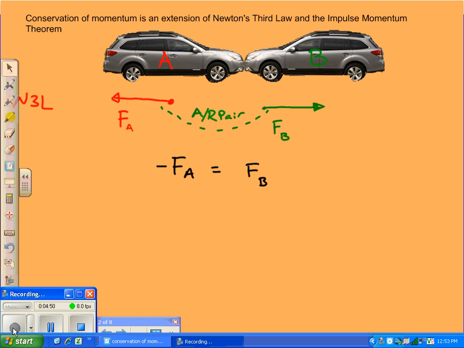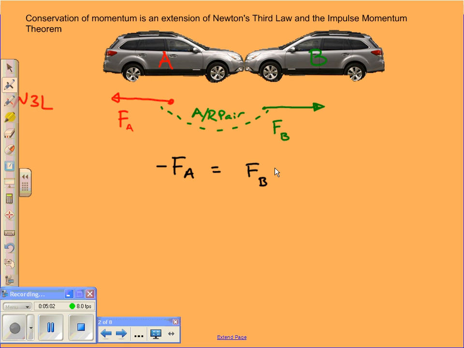Where we could go next then is we could realize that we could also talk about the impulses imparted to each of these cars from the other car, and we would realize that when they crash, they're in contact for the same amount of time, right? So delta t in this equation would be the same. That should make sense, right? It's impossible for car B to touch car A any longer than car A is touching B. So they're pushing each other for the same amount of time.